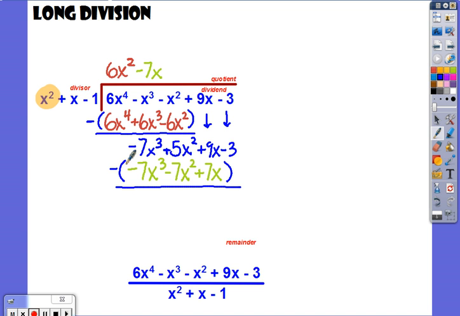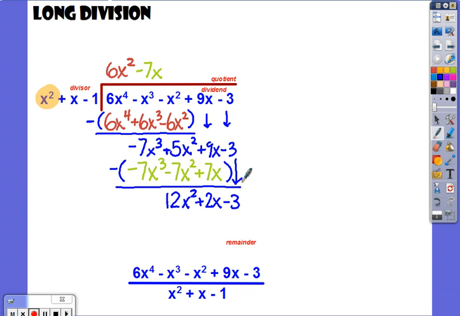So, negative 7 minus negative 7 is no x cubes. 5 minus negative 7 is 12x squared. 9x minus 7x is 2x. And, well, negative 3 minus nothing, the constant is negative 3. That's why those drop down, because we're not really subtracting anything from them. I think we're on our last step.